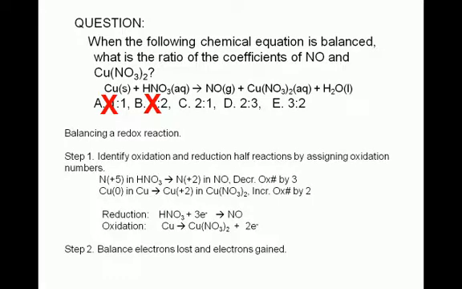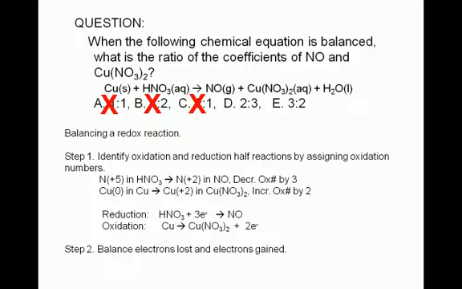How about choice C? 2 NO molecules formed times 3 electrons for every NO. That's 6 electrons gained. 1 copper nitrate formed times 2 electrons for every copper nitrate. That's 2 electrons lost. Again, electrons lost is not equal to electrons gained. Choice C is incorrect.